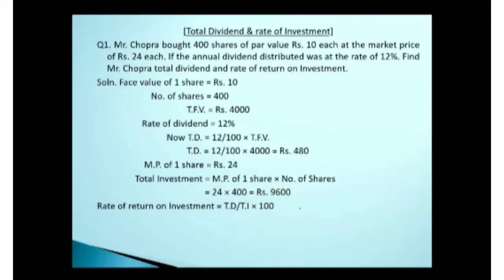So we check it now. What did we get here? 480 divided by 9,600 into 100, and on calculation I get the answer as 5 percent. So the answer of the first question is: total dividend is rupees 480 and the rate of return on investment is 5%. Take down the one who has not yet completed. You can just go through it and take it down.